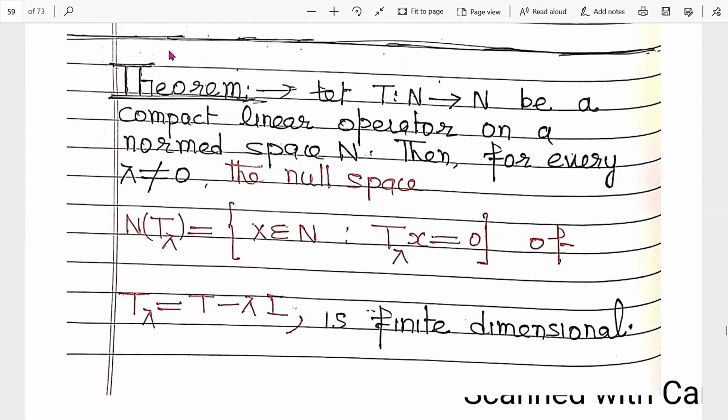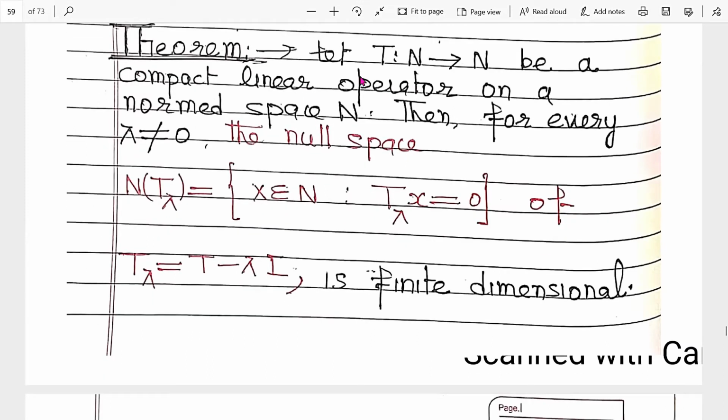Now the next is a very important result. Let T from N to N be a compact linear operator. So the first point is given: it is a compact linear operator on the same space. Then the null space of T lambda, where T lambda is T minus lambda I, that is, all elements of N whose image under T lambda is equal to 0, is finite dimensional.